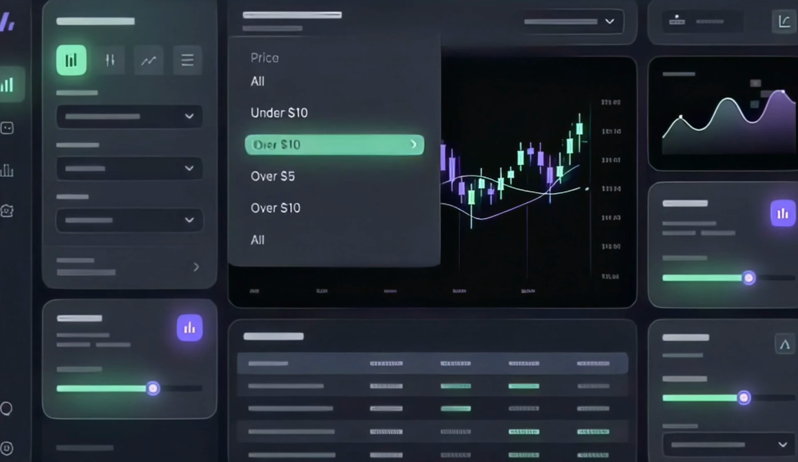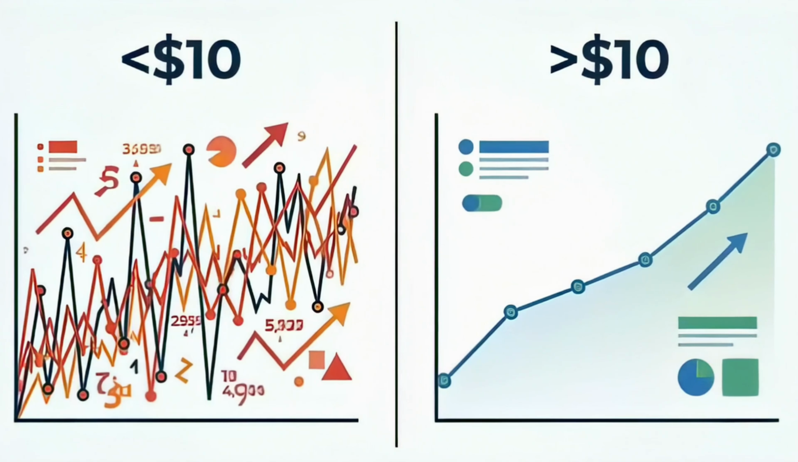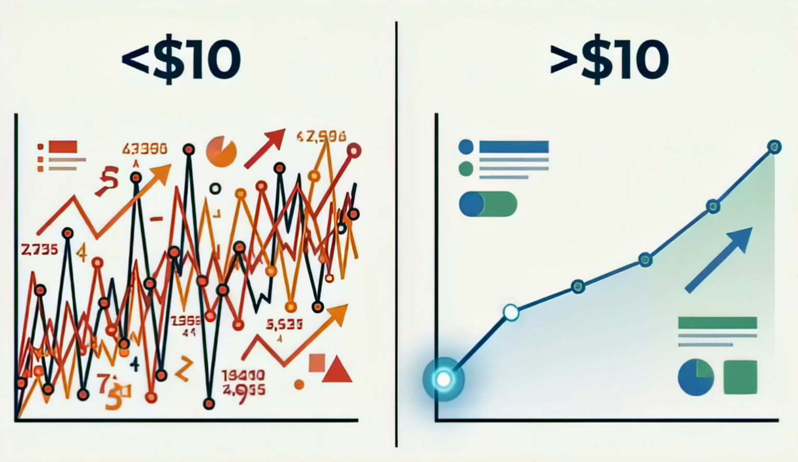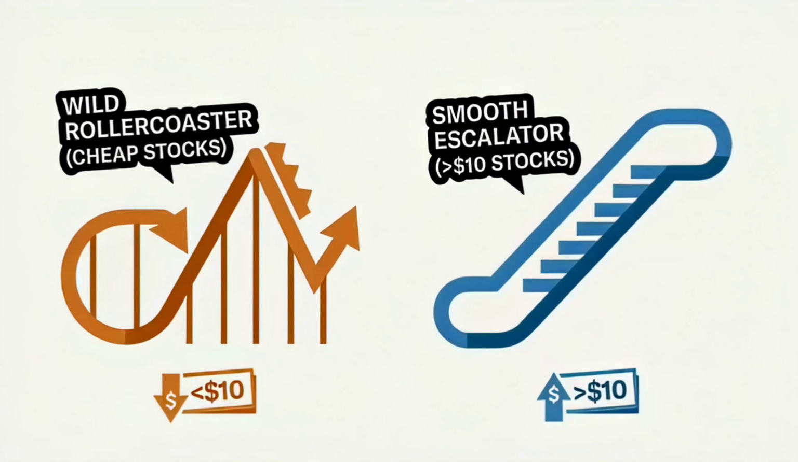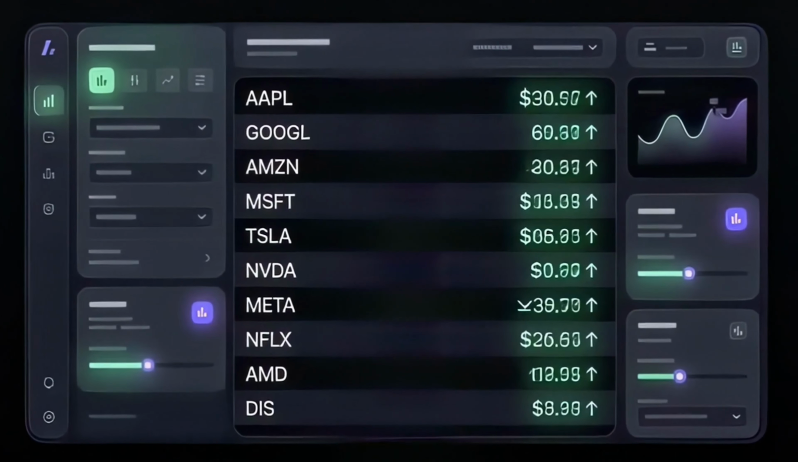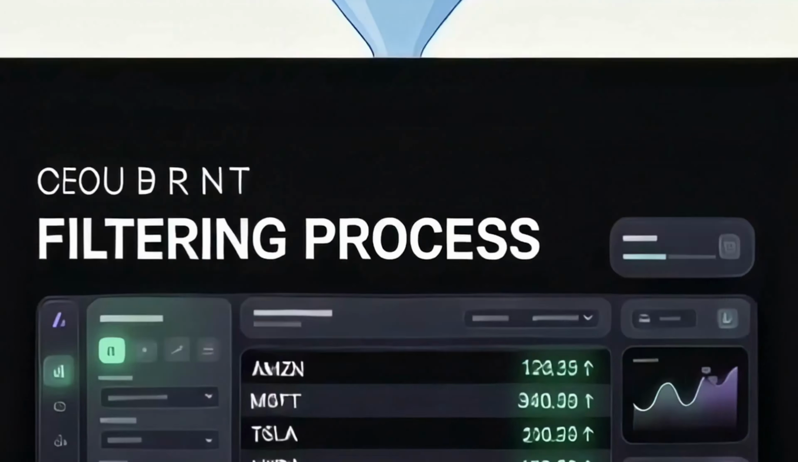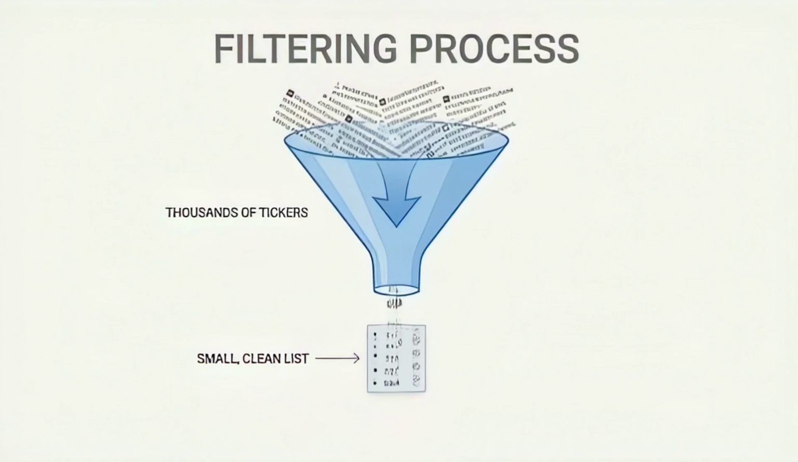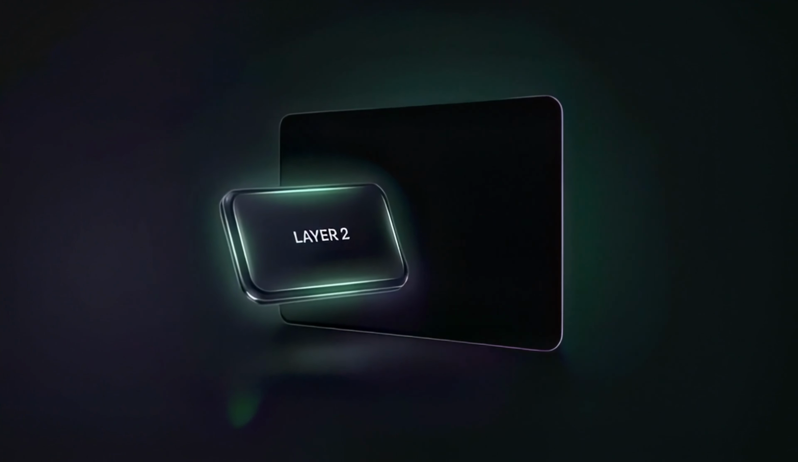Then price. Set to over $10. Below $10, behavior changes. You get wider percentage swings, more low-float games, and far more noise. It's not that cheap stocks can't work, it's that they're a different sport with different rules. For a clean swing trading list, over $10 keeps you in normal, well-behaved names. That's layer 1 done. Those 3 filters alone have taken you from every stock in the market down to a liquid, tradable universe.